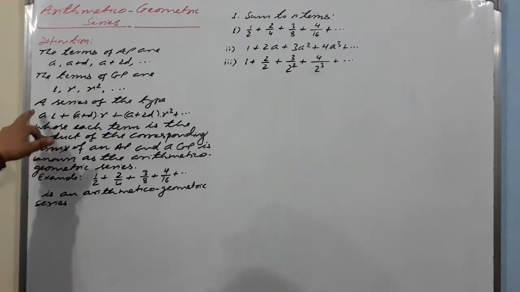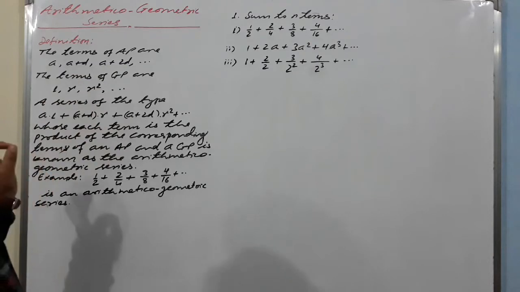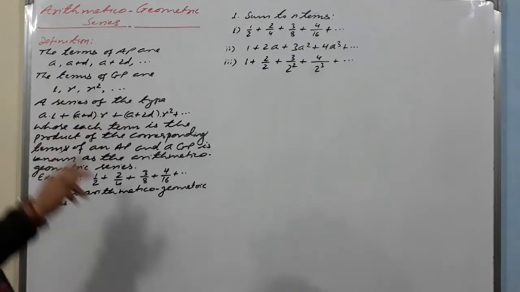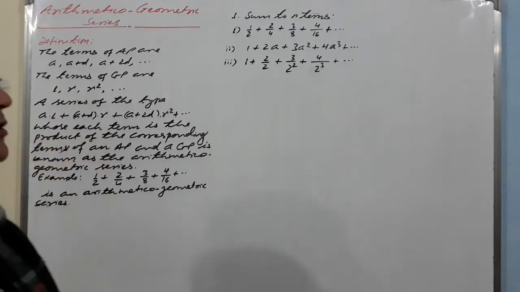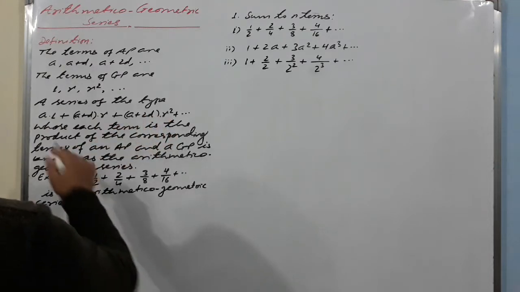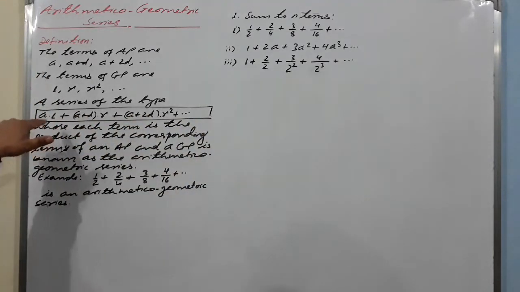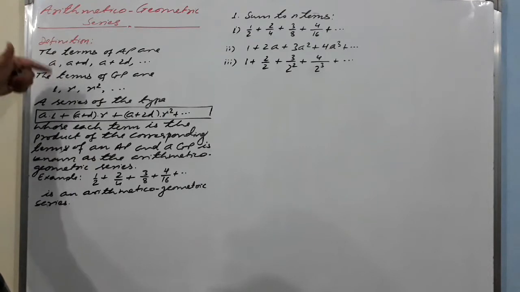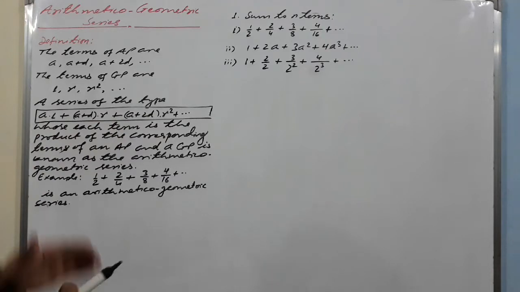A series of the type a1 times b1 plus a2 times b2 plus a3 times b3 plus and so on, whose each term is the product of the corresponding terms of an AP and a GP, is called an Arithmetico-Geometric Series. This one is known as an Arithmetico-Geometric Series because here each term is the product of the corresponding terms of AP and GP.